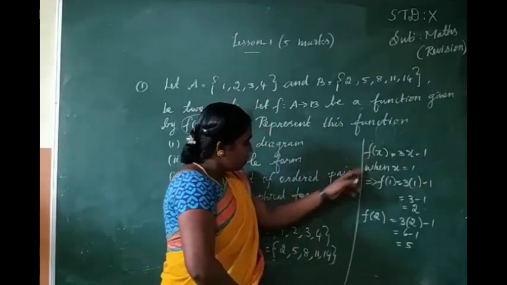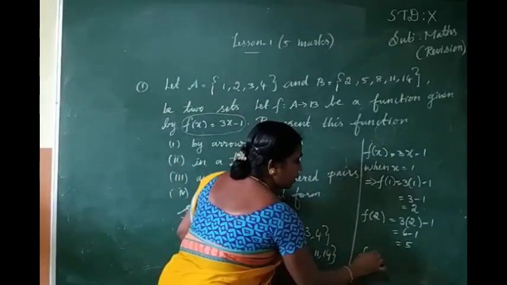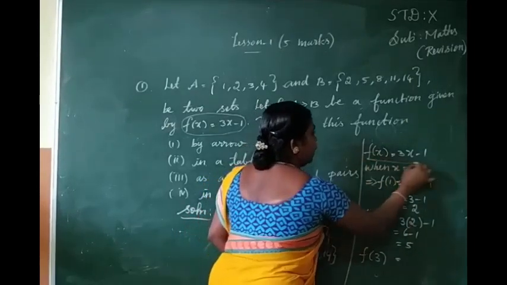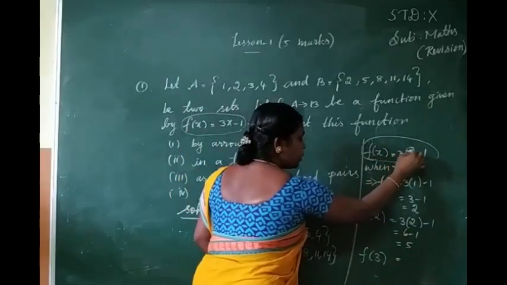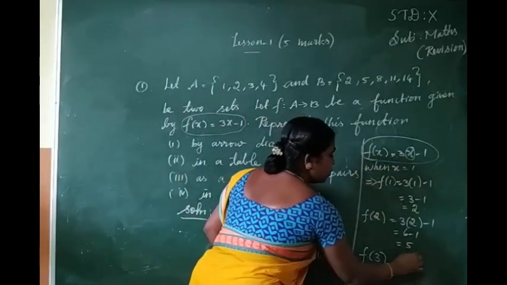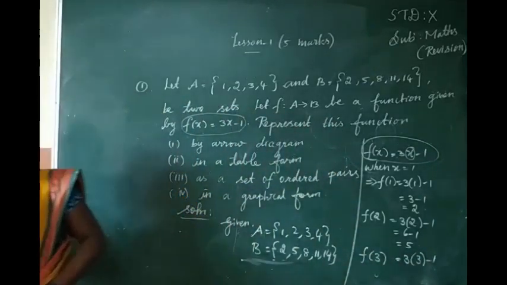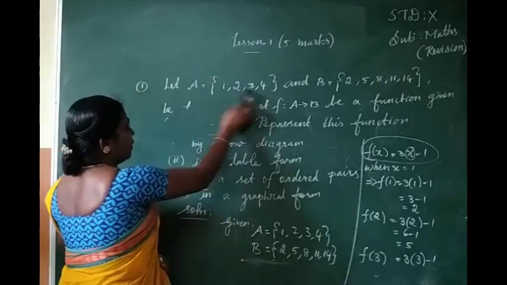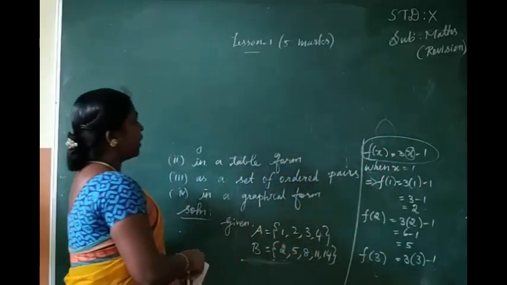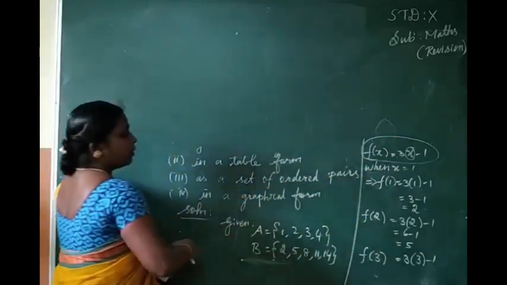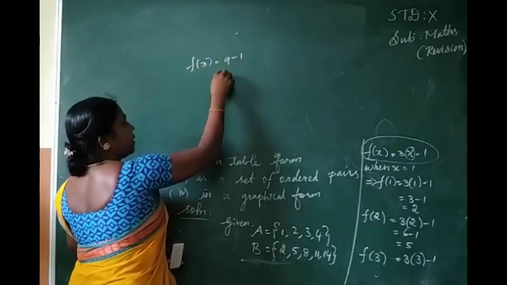Okay. Next you want to find the value of f of 3. So when x equal to 3, f of 3 equal to, again you have to use the same condition, f of x equal to 3x minus 1. Instead of x you have to apply 3. So 3 into 3 minus 1. 3 threes are 9. So you can write here f of 3 equal to 9 minus 1. 9 minus 1 is 8.